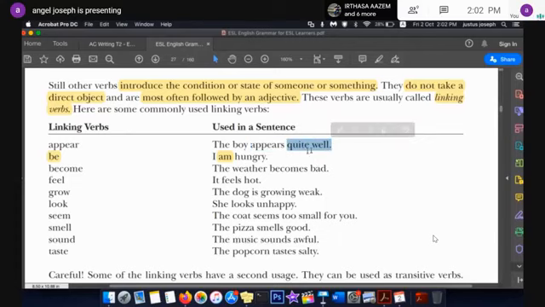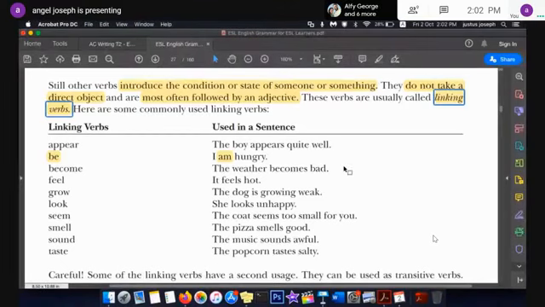Appears what? Quite well. So here this word appears is used as a linking verb. It's showing the condition of the boy. That's how you can understand this, and it's very simple to understand it like this. Look at the next sentence. I am hungry.